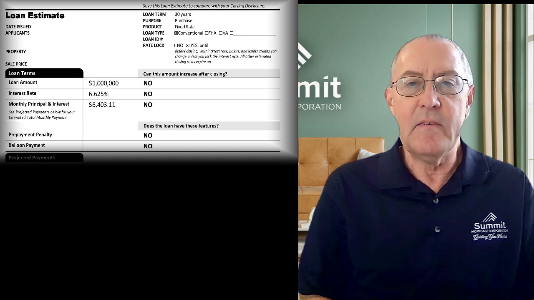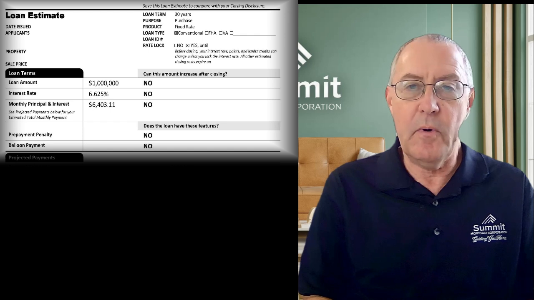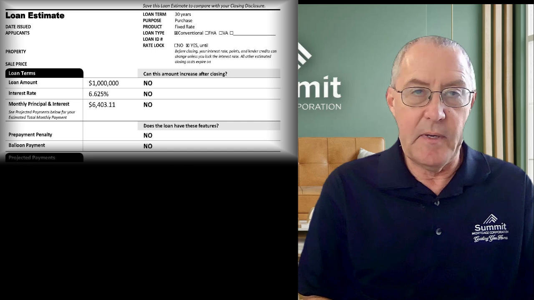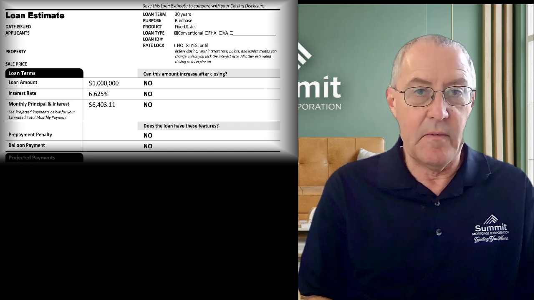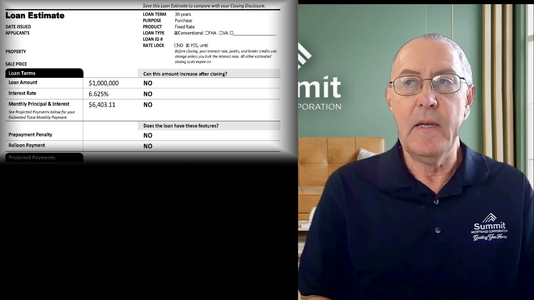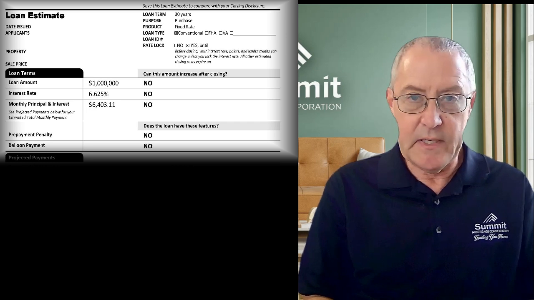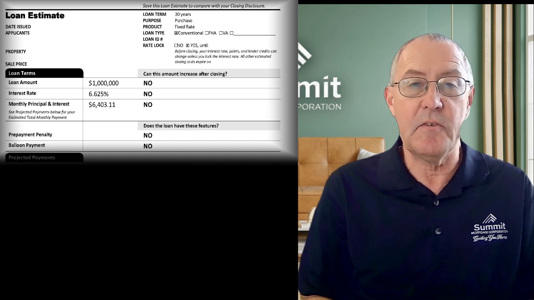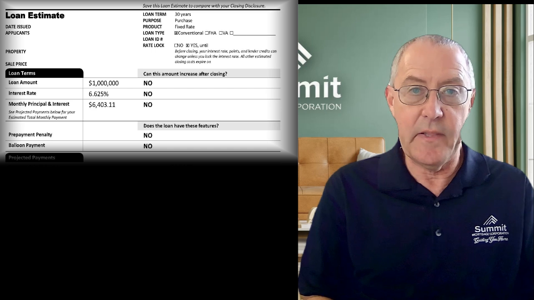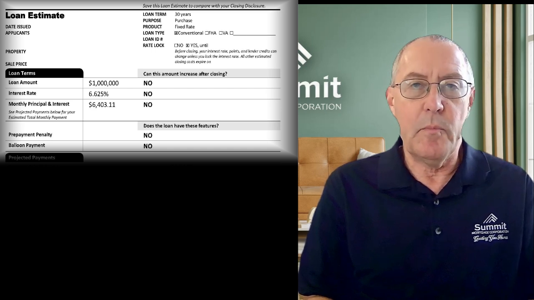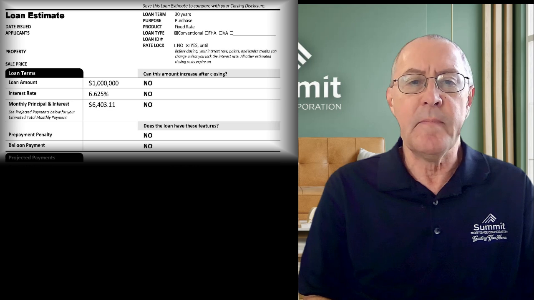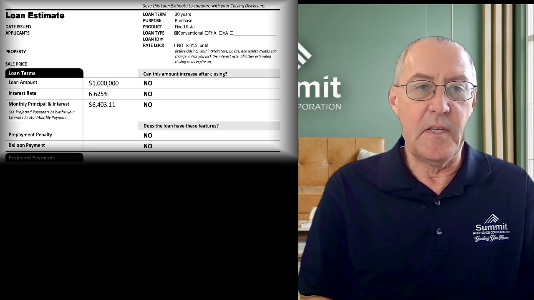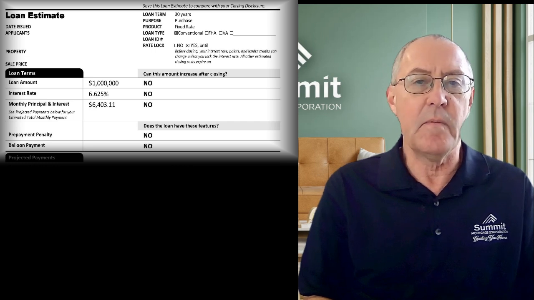That second column says, can this amount increase after closing? That's important because if it says no, then you know your loan amount can only go down. It can't go up, like if you had a negative amortization loan. Your interest rate isn't going to go up or down, and your monthly payment, your principal and interest part, isn't going to go up or down. So it's important to pay attention to that. If you're getting an adjustable rate mortgage, you will see those numbers probably change, or it might say yes beside it, for example, on the interest rate or the monthly payment, instead of no.